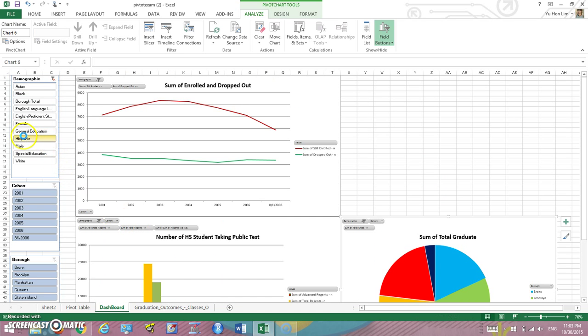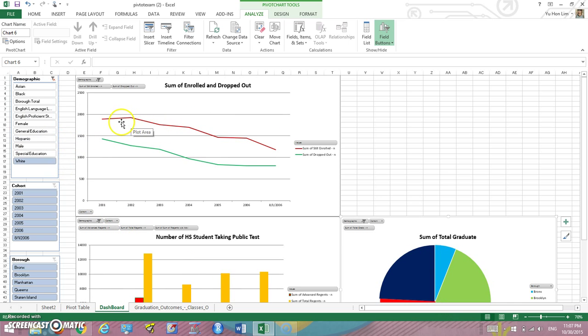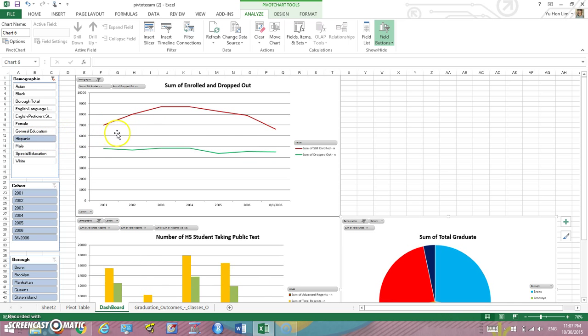And now let's look at the Hispanic students. About 9,000 Hispanic students enroll in high school, and about 5,000 Hispanic students drop out. The ratio of dropout is 9 to 5. That means nine students enroll in high school, and five of them will drop out. That's a lot of students dropping out, and it is a waste of human capital.